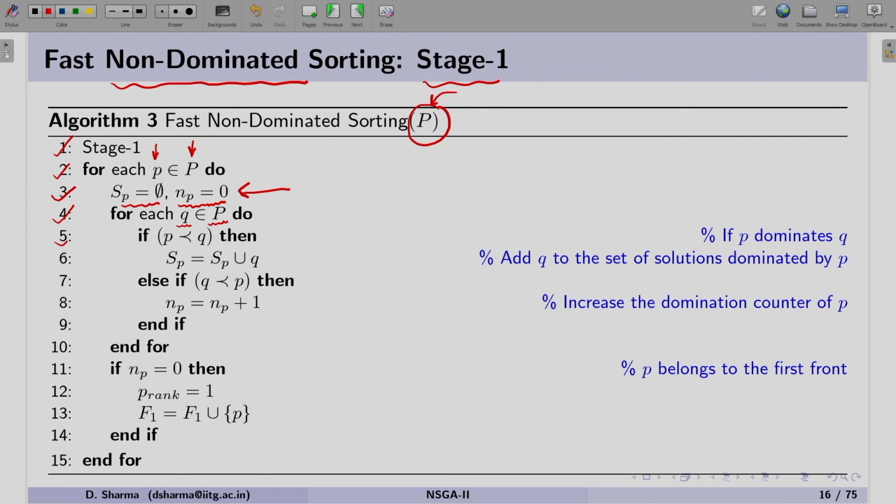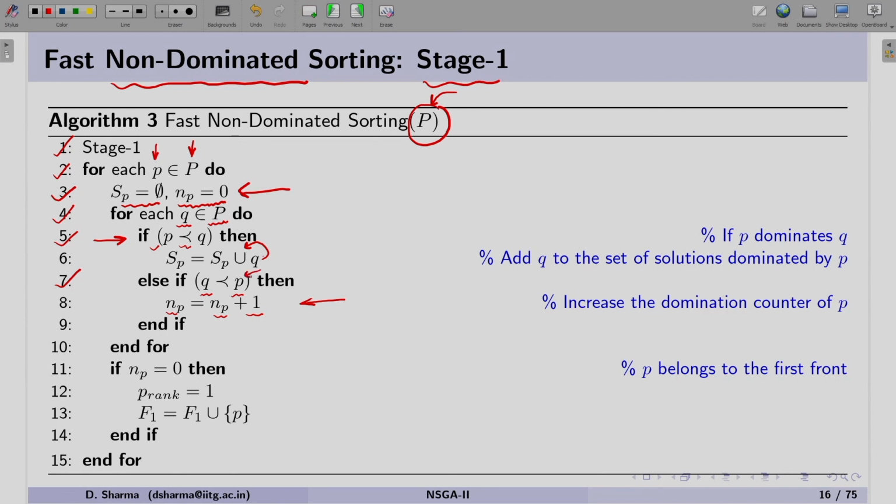Now let us compare these 2 solutions. In step number 5, if P is dominating Q, then we will be adding Q into SP, meaning that the SP set consists of those solutions which are dominated by P. In step 7, if solution Q is dominating P, in this case we are setting NP equals to NP plus 1, meaning that this counter will increase by 1 if any solution in the population is dominating P.